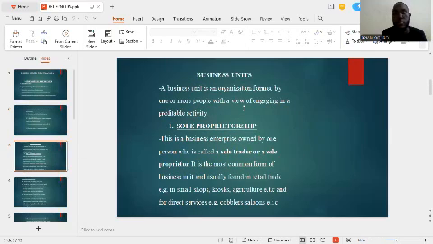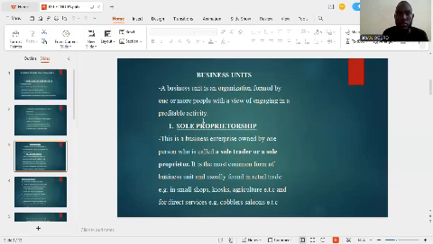So basically, we're going to look at one form of business unit, and that is sole proprietorship. So first of all, what is a business unit? A business unit is an organization formed by one or more people with a view of engaging in a profitable activity. So today we are going to talk about sole proprietorship as a form of business unit.